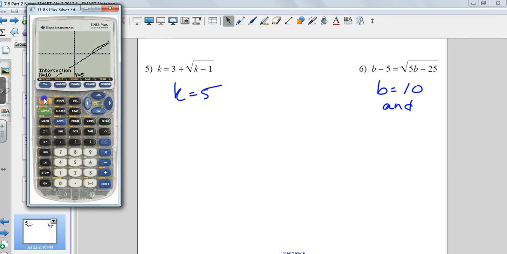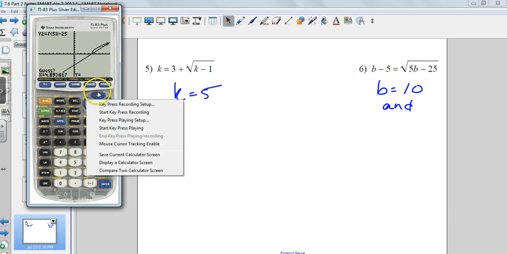Okay, try again. Second trace. Intersect. Enter. Enter. My goodness. Okay. Second trace. Intersect. Enter. Oh, pardon my calculator. Oopsies, hello.